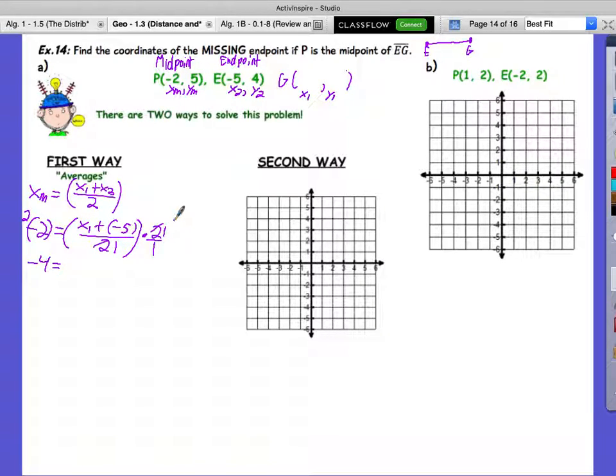Okay? So now, what are we left with on this right-hand side of the equation, Mason? X sub 1 plus -5. Very good. We're left with x sub 1 plus -5, okay? So we multiply both sides by 2, and look how much simpler this problem got now.